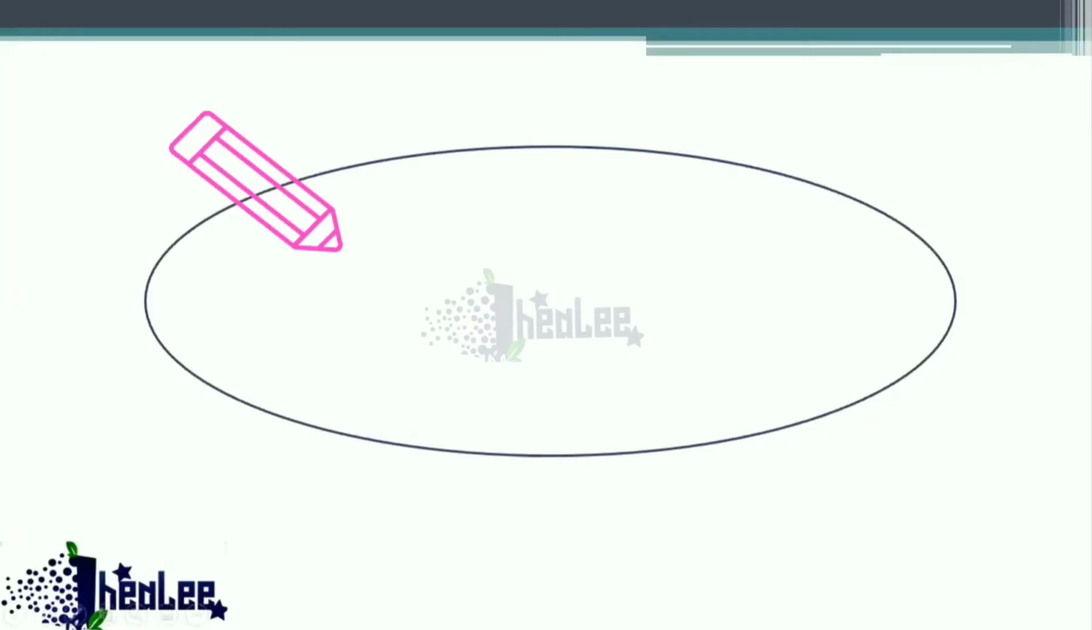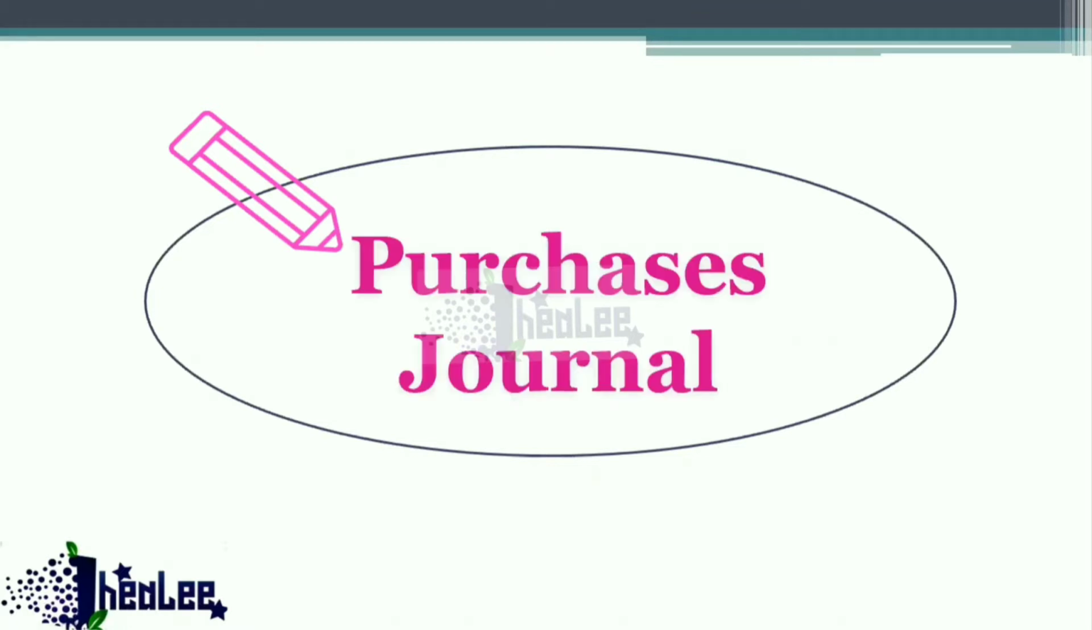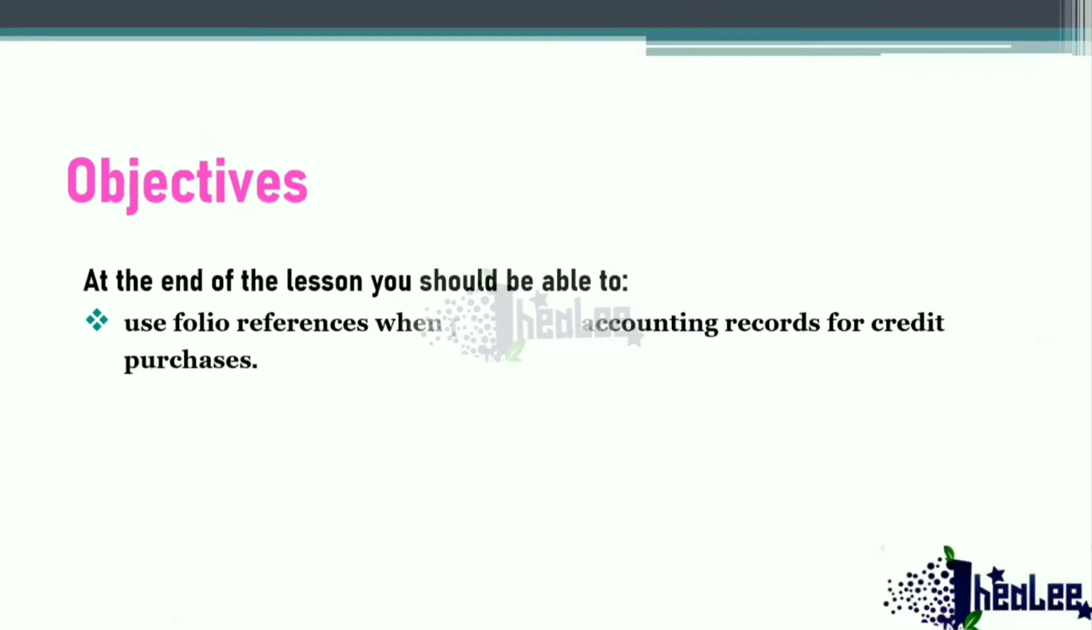Hey guys, today we're going to take another look at the Purchases Journal, and another concept that relates to it, which is preparing folio references. At the end of this lesson, you should be able to use folio references when preparing accounting records for credit purchases. Now I know you're wondering, what are folio references? What is it basically?